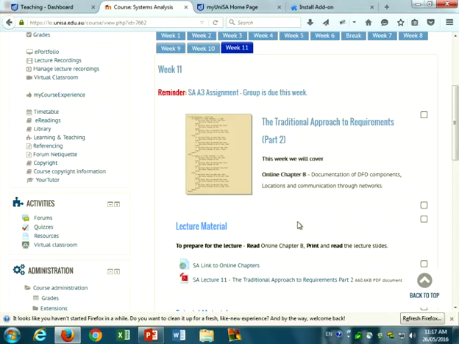Other thing we'll also be looking at is locations and communication through networks. So if we have geographically dispersed systems, how we can determine where the systems are, what functions are available in different geographic locations, where the data is stored, etc., etc.